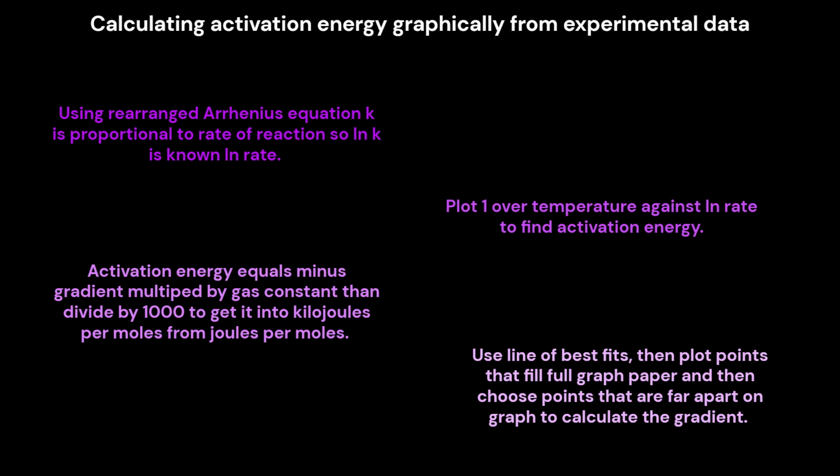Calculating activation energy graphically from experimental data. Using the rearranged Arrhenius equation, k is proportional to rate of reaction, so ln k is the same as ln rate. Plot 1 over temperature against ln rate to find activation energy. Activation energy equals minus gradient multiplied by gas constant, then divide by 1,000 to get into kilojoules per mole from joules per mole. Use a line of best fit, plot points that fill the full graph paper, and then choose points that are far apart on the graph to calculate the gradient.